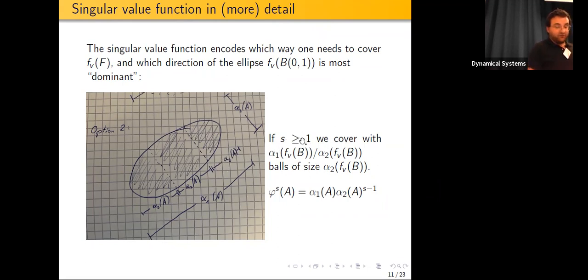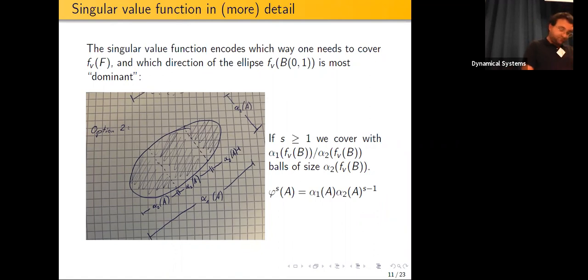So for s greater than 1 in 2-dimensional space, we cover with this many balls, roughly, floor, ceiling, and you cover them with balls of this size. The singular value function really gives you this. This divided by that, which is the minus 1 here, gives you the number of balls. And what size are they? They're of size alpha 2, the second singular value, to the power s. And the singular value function just does this in all dimensions. That's really what it does there.